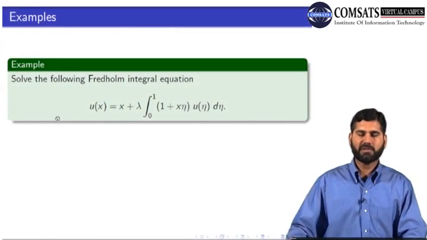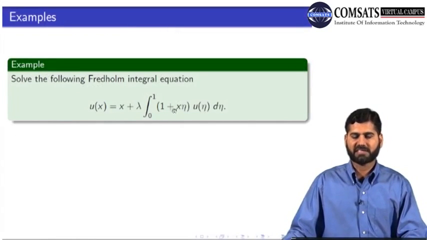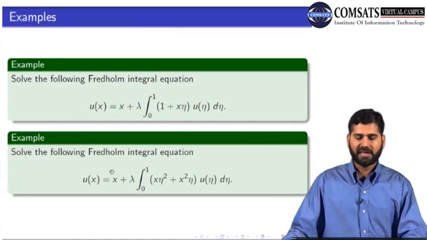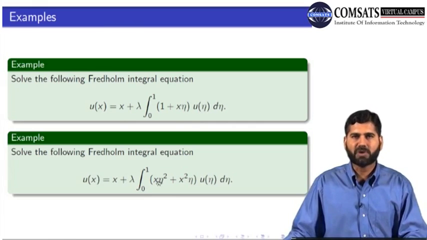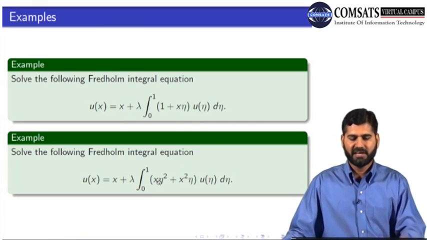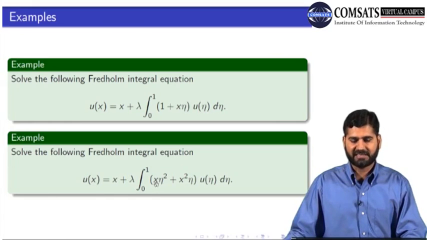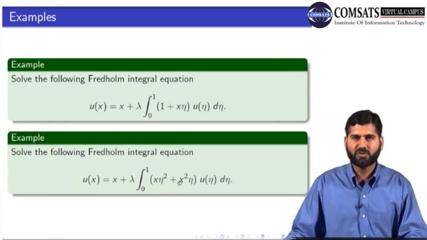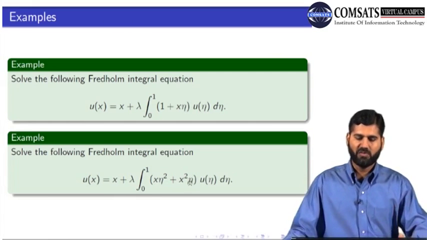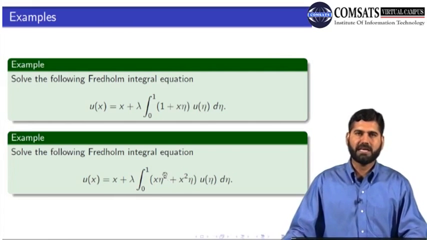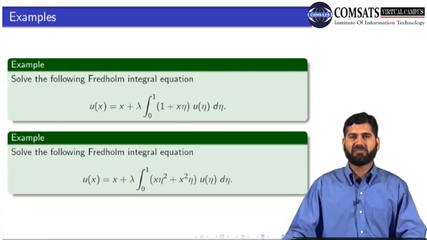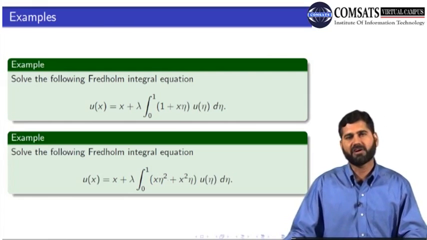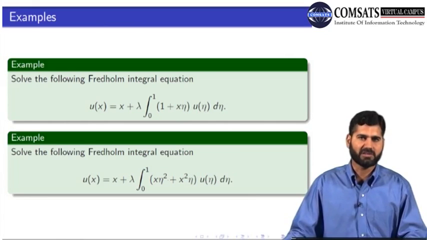Alright, so I did this example, x plus lambda integral 1 plus x eta u eta. There is one more example. Again, it's a Fredholm equation, and again it's a degenerate kernel. You see, your kernel is a sum of two terms, and each term is the product of two functions, one of x and one of eta. Here f1 is x and g1 is eta square. Here f2 is x square and g2 is eta. So again you have two functions. You can follow the same scheme and write the corresponding algebraic system, and you can find the values of lambda for which you get the solution, and the values of lambda for which you don't get the solutions.